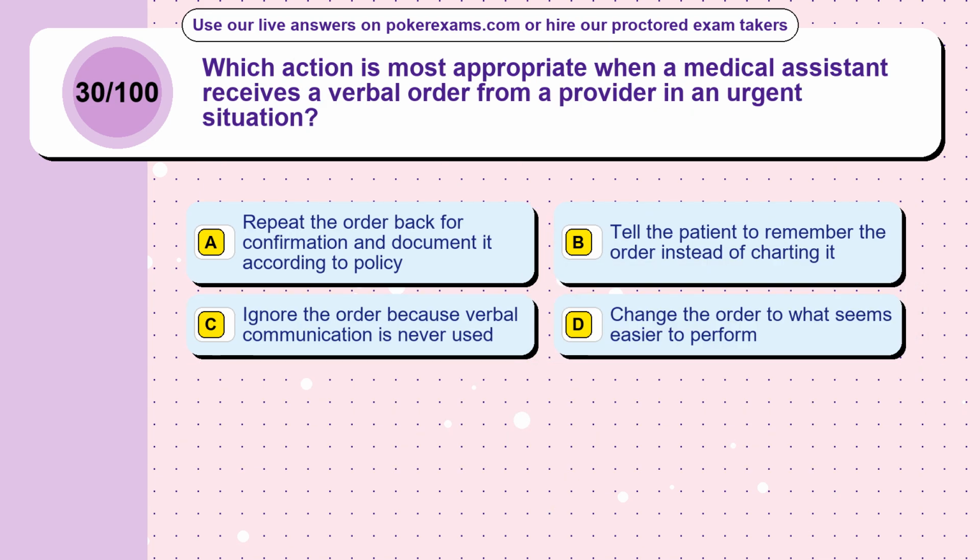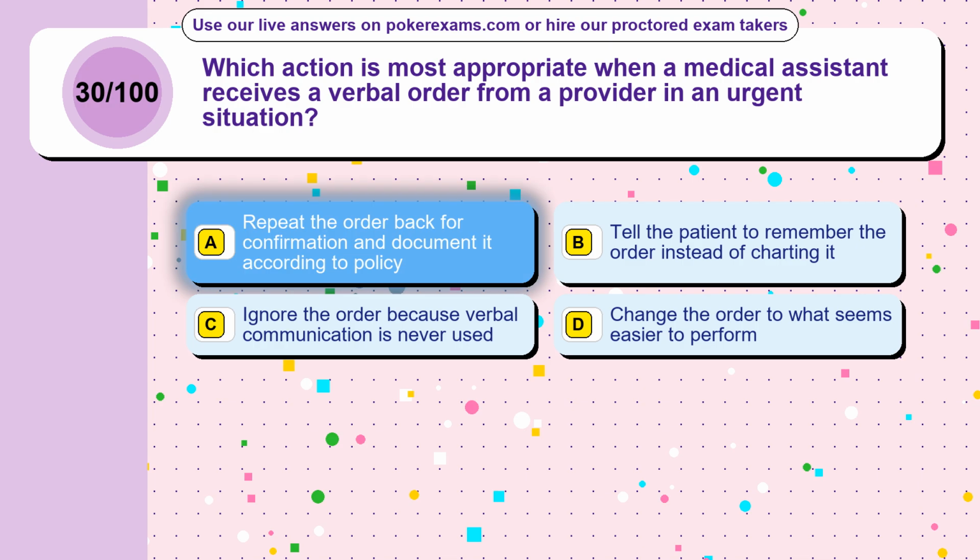Question 30. Which action is most appropriate when a medical assistant receives a verbal order from a provider in an urgent situation? Option A. Repeat the order back for confirmation and document it according to policy. Option B. Tell the patient to remember the order instead of charting it. Option C. Ignore the order because verbal communication is never used. Option D. Change the order to what seems easier to perform.